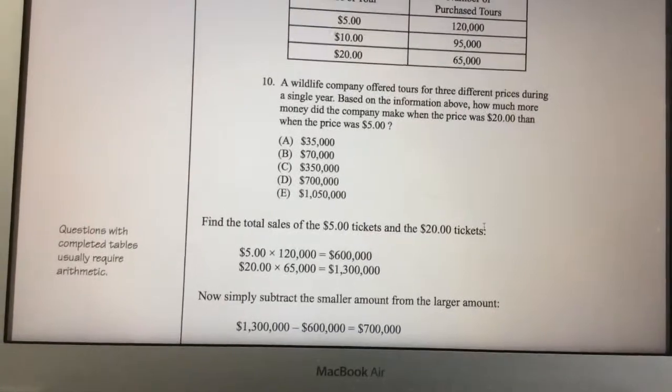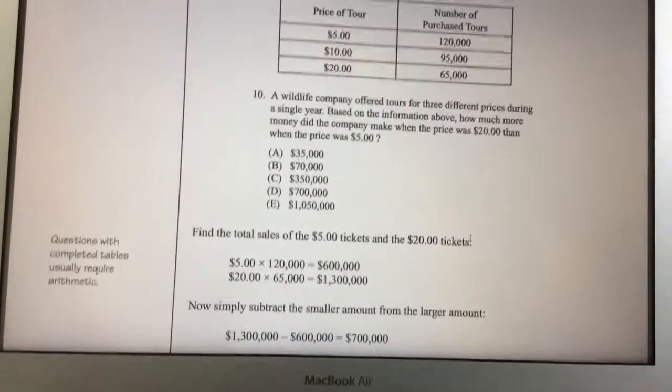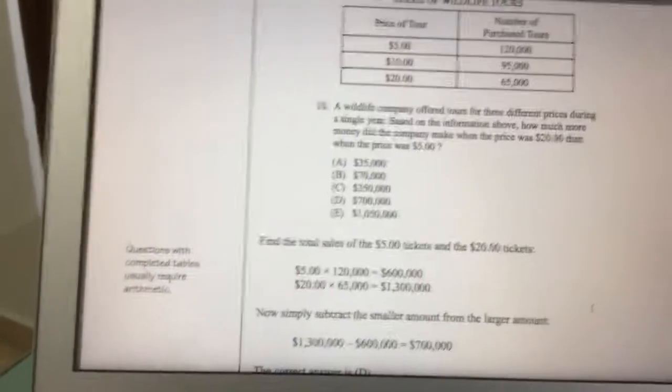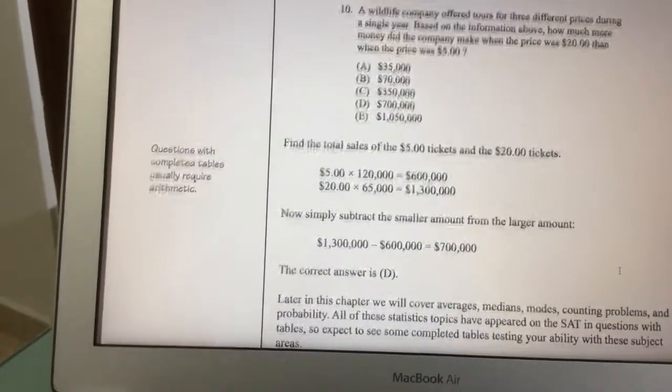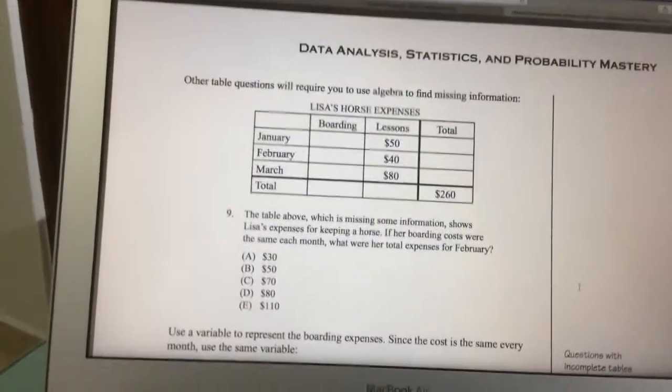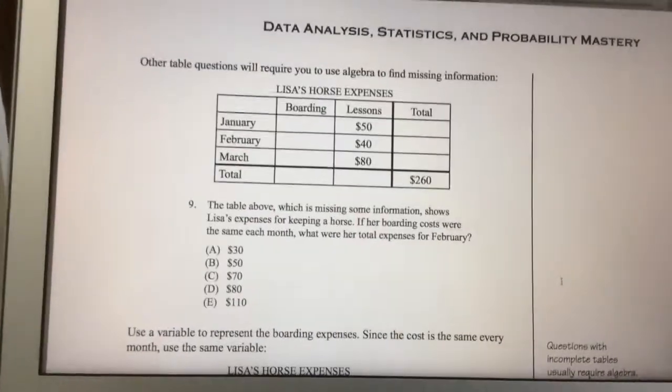Of course, guys, it is asking how much more. If the question tells you how much more, of course, it will ask you to subtract. That's something that you need to know. That's something primordial and essential for the SAT.